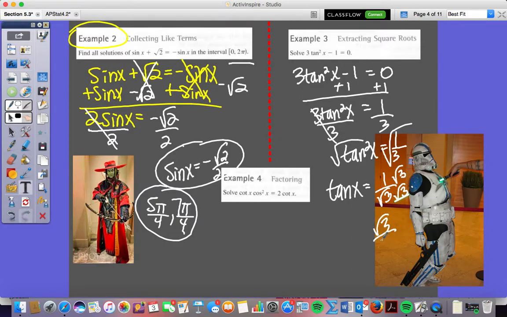Root 3 over 3. Nice. So where's tangent of x? Square root of 3 over 3. All right, here we go. Now, let me backtrack. Is there anyone that struggled with how I got here?